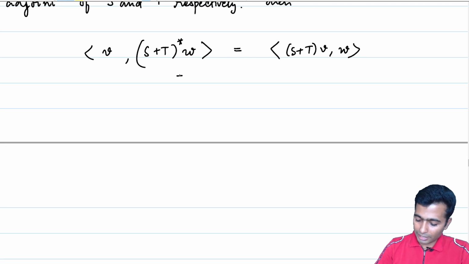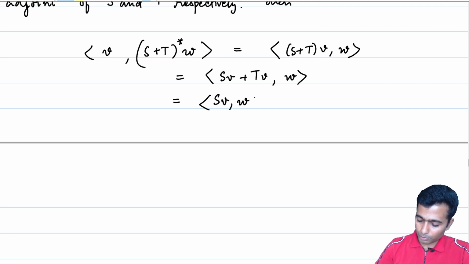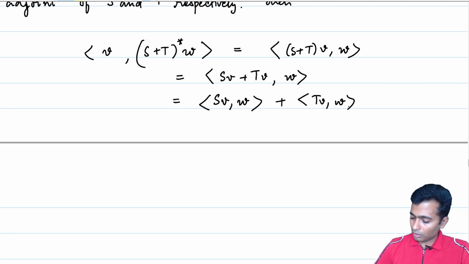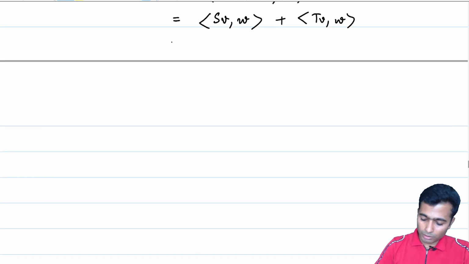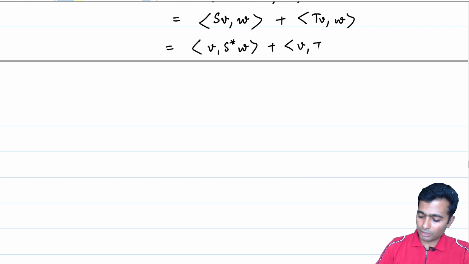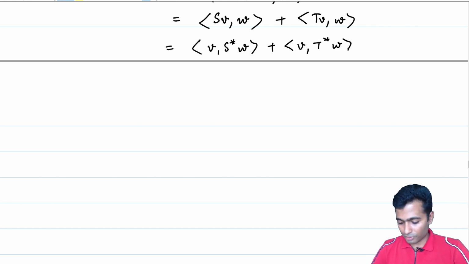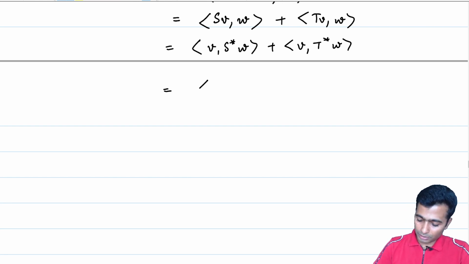But S plus T by definition is (S plus T) of V equals SV plus TV, which we take the inner product with W. By the property of the inner product in capital W, this is inner product of SV with W plus inner product of TV with W. We will again invoke the property of an adjoint here to conclude that this is the inner product of V with S star W plus the inner product of V with T star W. Now this is an inner product in V, and again by the linear property of the inner product, this is the inner product of V with S star W plus T star W.